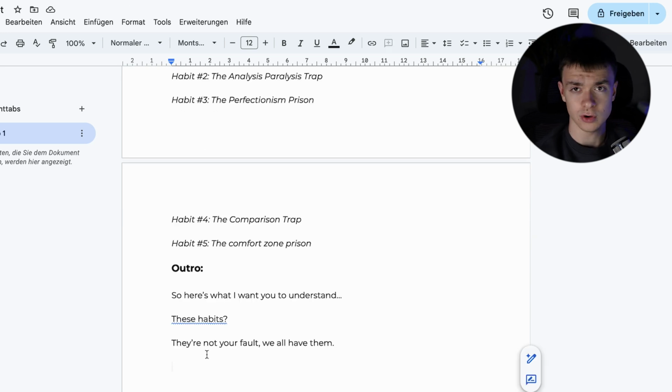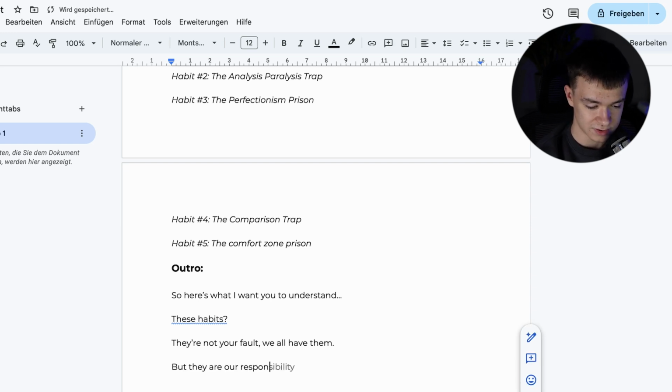All right, then we continue being relatable and we say, but they are our responsibility. So again, we say, it is not your fault, but it is your responsibility and you have to take care of it and you have to fix it. Again, being relatable and giving out motivation, which is really, really important. And then we say again, nobody is coming to break these habits for you.